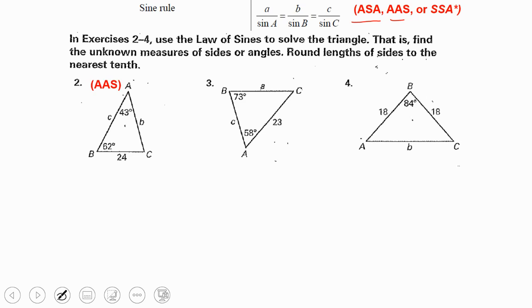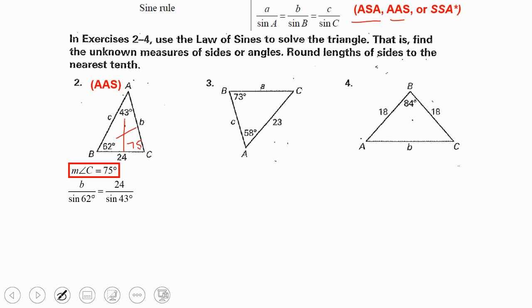Okay, so this first problem is they're giving us 2 angles and a side. So right away, I know this other angle is 75 because all my angles have to add up to 180. And then I can work from there. So b over the sine of 62 equals 24 over the sine of 43. This is key. We have our angle side pair that's given to us.